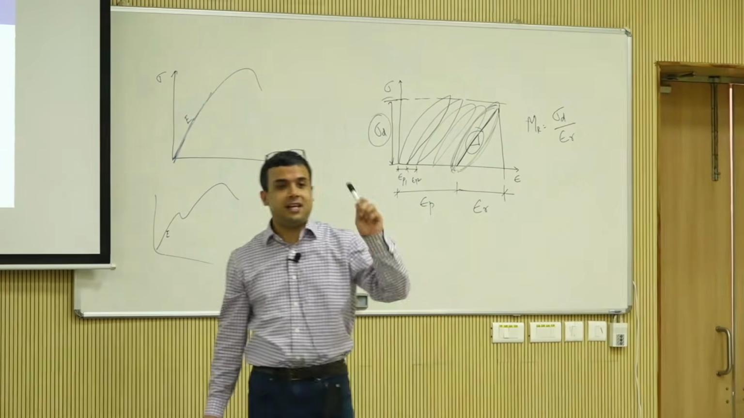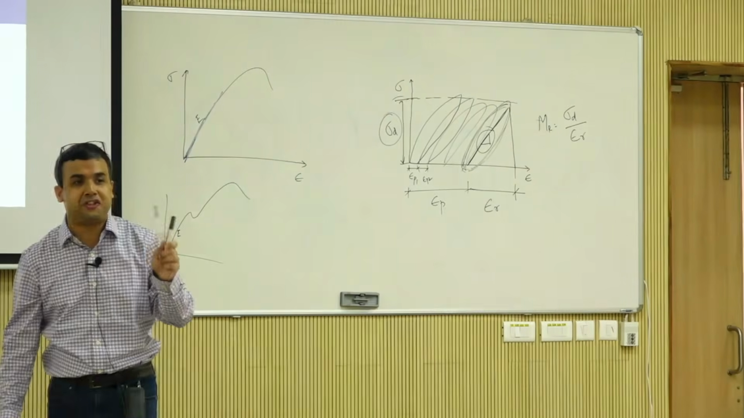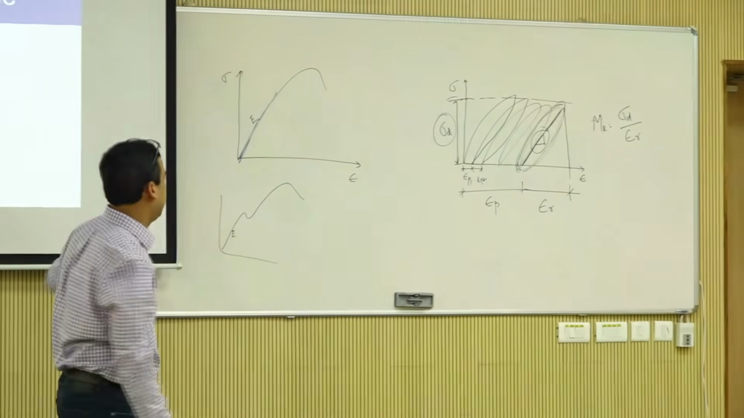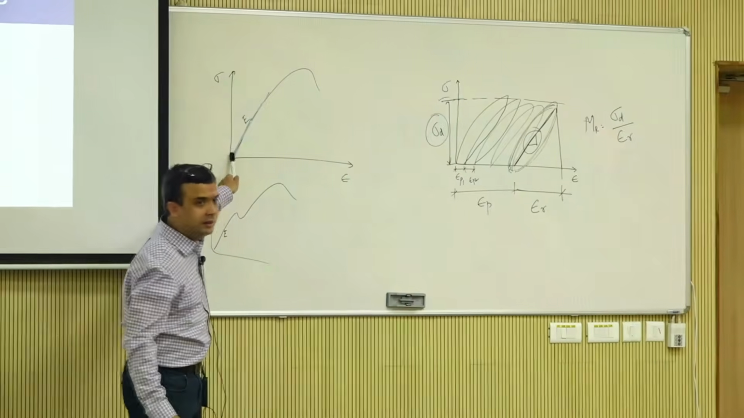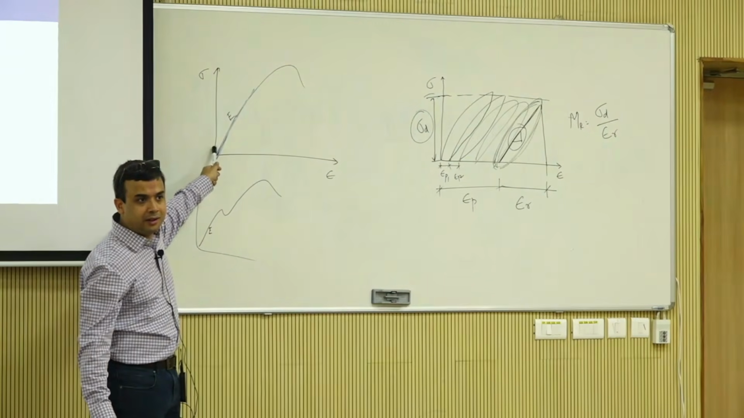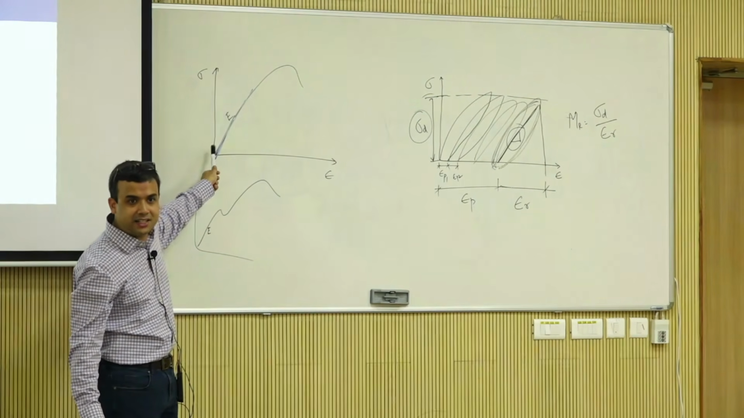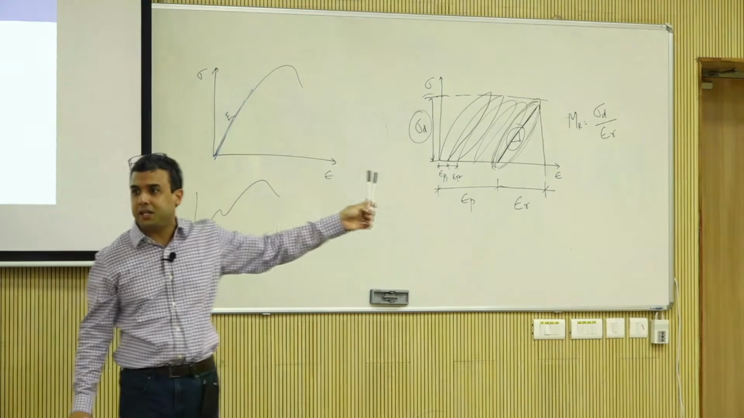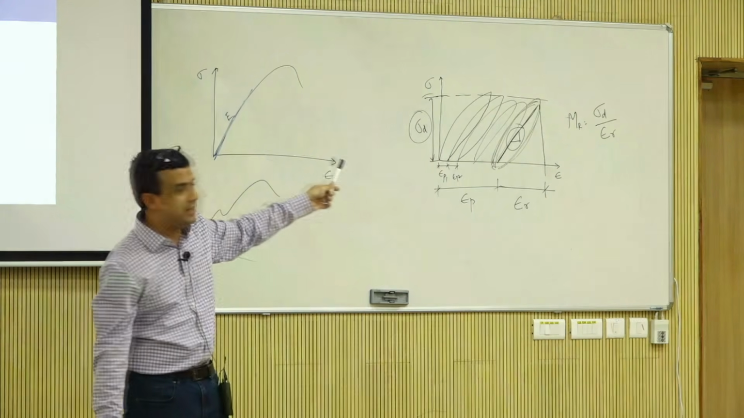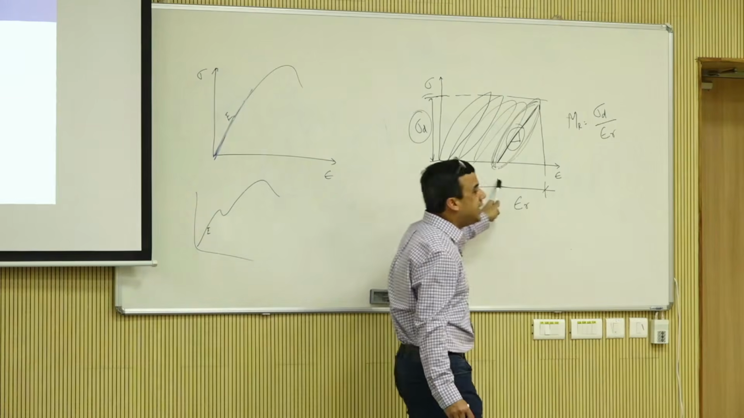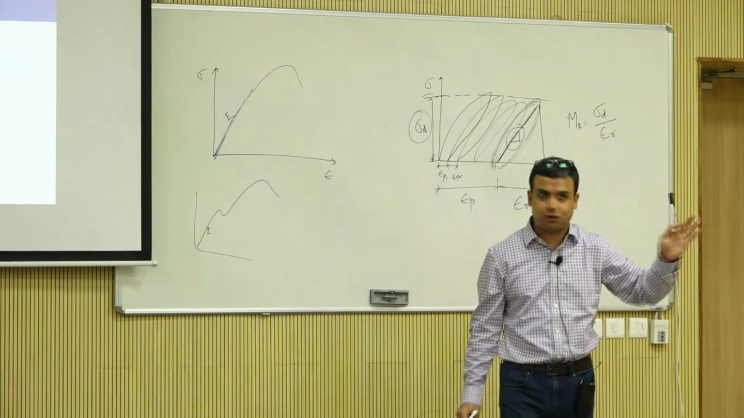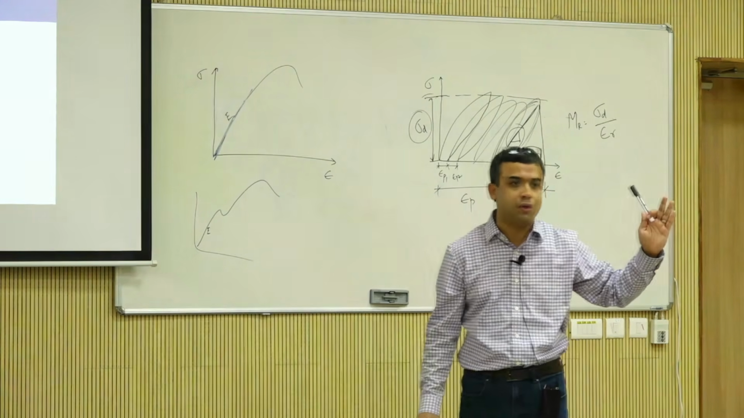Where is elastic modulus defined? At what strain level? It's at zero strain, right? It's at the initial state. There is no deformation induced in the material. Here you have already accumulated permanent strain. So it is not at the x equal to 0 location.